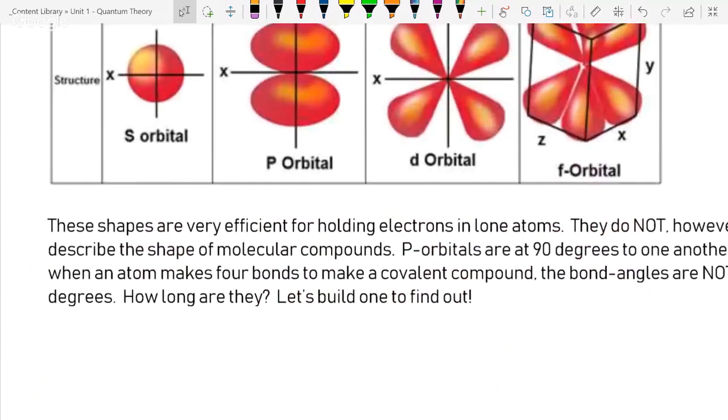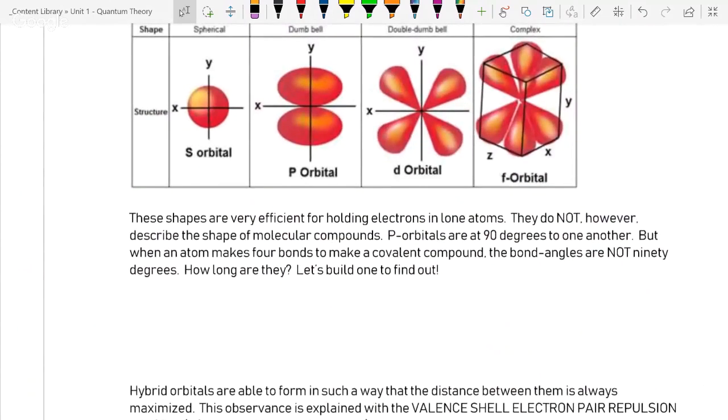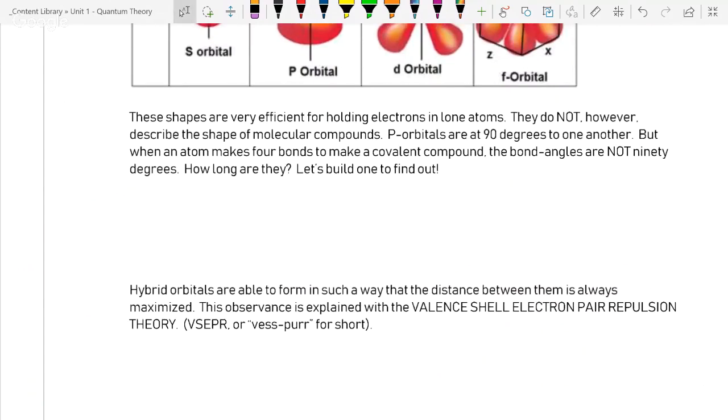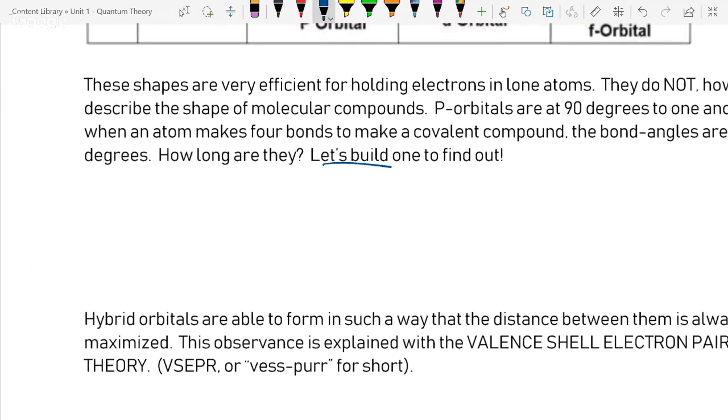So with that in mind, these shapes are very efficient for holding electrons in lone atoms. They do not, however, describe the shape of molecular compounds. P orbitals are at 90 degrees to one another, but when an atom makes 4 bonds to make a covalent compound, the bond angles are not 90 degrees. How large are they? Let's build one to find out. See, that's what we just did. And what we end up with.